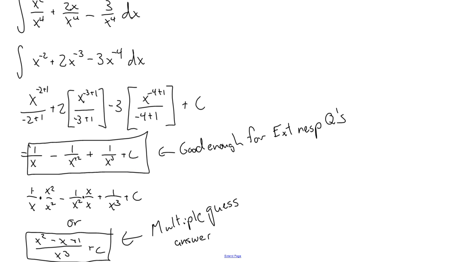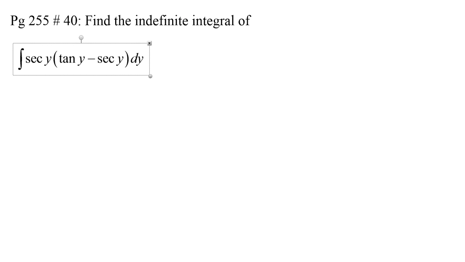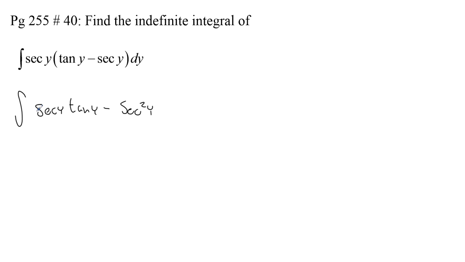All right, getting down to the end. How's my time doing? Oh, not too bad. We're not even 20 minutes yet. So find the definite integral of. So we've got some trig functions here. First thing I'm going to do is I'm going to distribute. So I got the integral of secant y tangent y minus secant squared y. Now this is all dy.